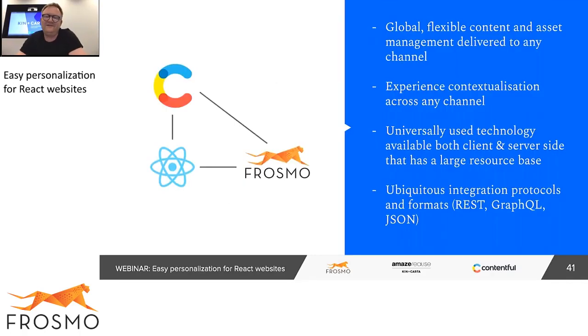And looking at it, it's actually amazing what you can get from a Contentful, a Frosmo, and React application, straight out of the box. You get that global, flexible ability to manage across any channel. You can contextualize that experience across any channel you like. The technology stack is universal, pretty much. So React's very well adopted in the market. There's a big community out there for it. Resources are pretty much widely available, and it's continually developed. And then again, the integration protocols. So, if you're using cloud, you'll be familiar with microservice architectures, REST, obviously GraphQL is taking hold now, and Contentful supports that really well, using a standard JSON data format.